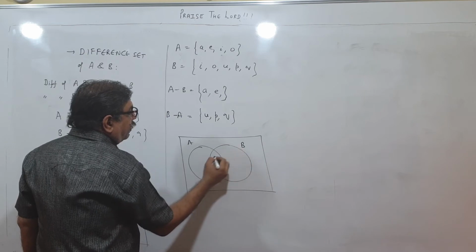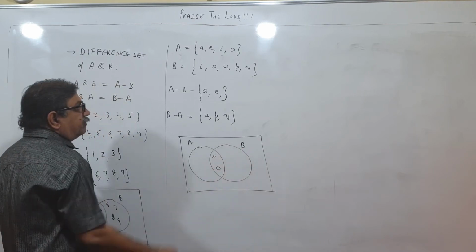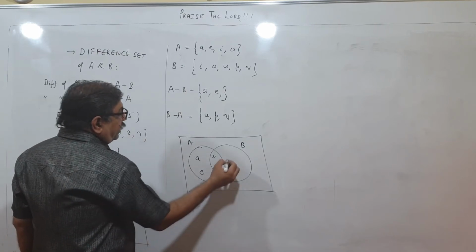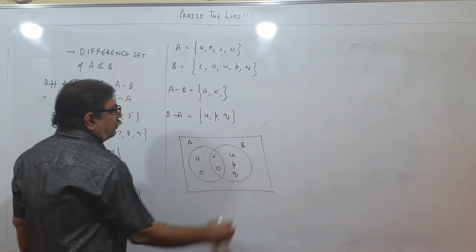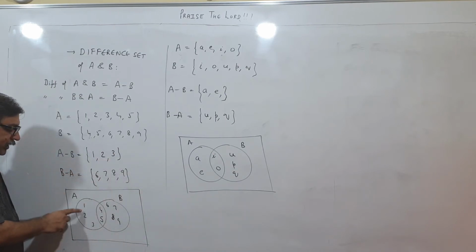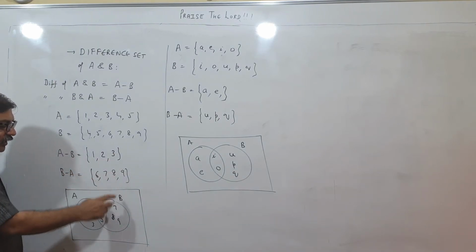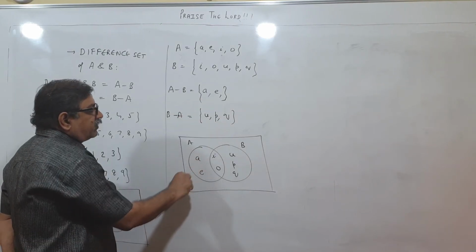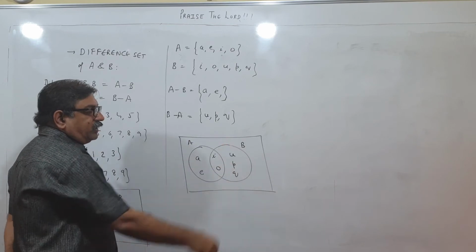A, B, I or O are written over here. A contains A and E also. B contains U, P, Q, like this. Children, A minus B is 1, 2, 3, it is here. B minus A is 6, 7, 8, 9, that is here. Here also A minus B, A, E this side. B minus A, U, P, Q this side.